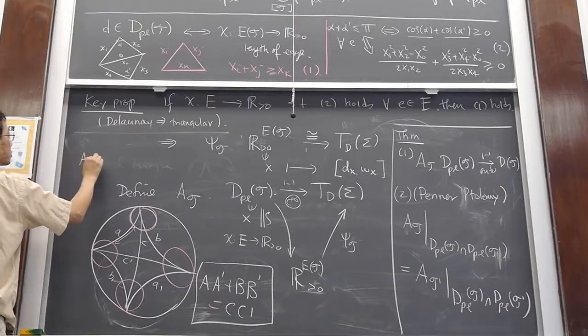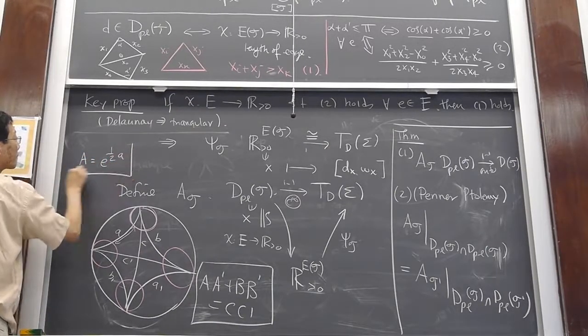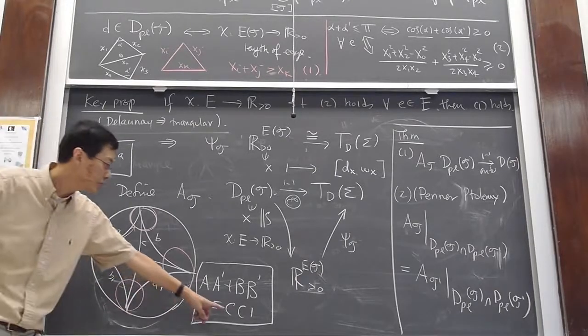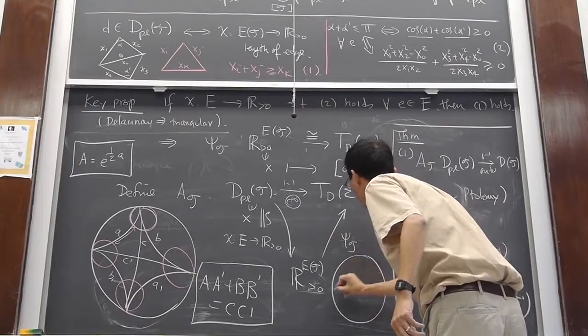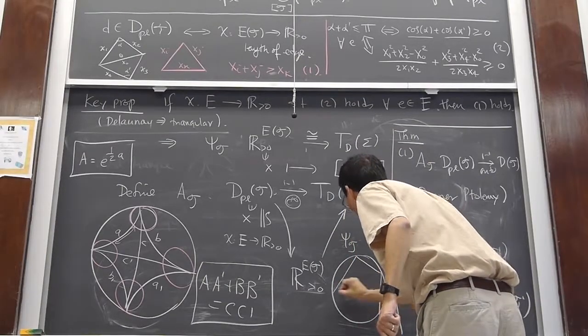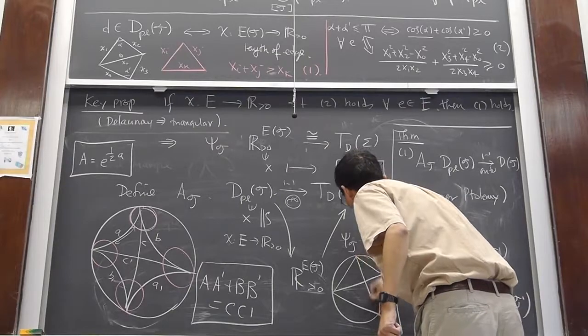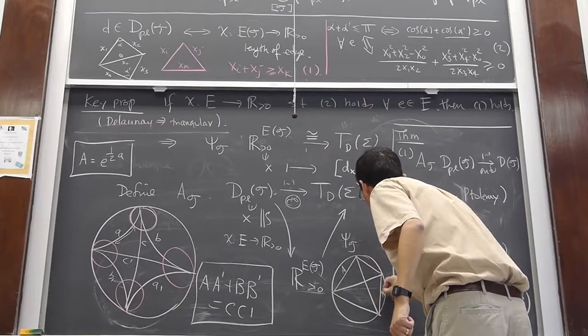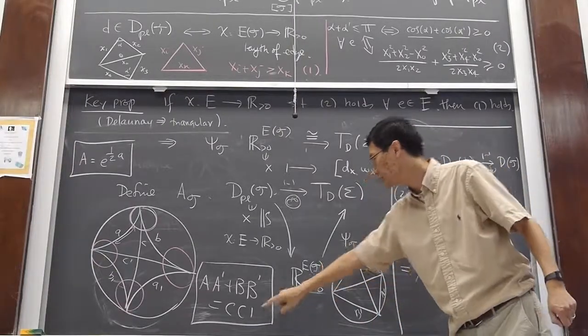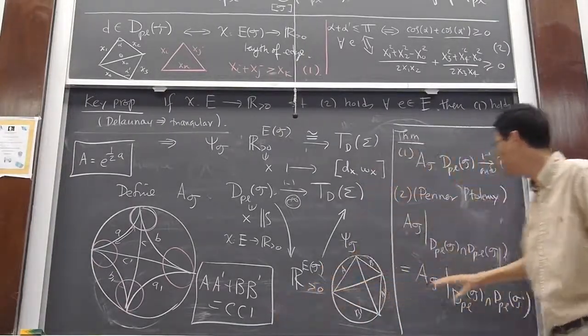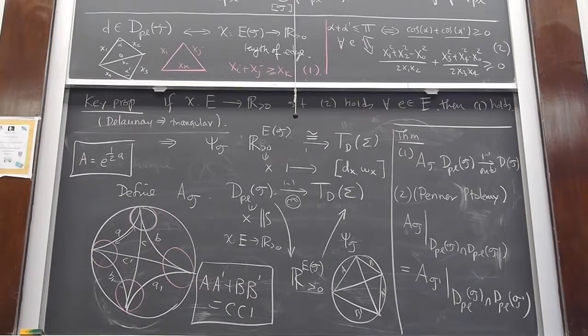So A is equal to e to the half of it. And that's exactly the Euclidean Ptolemy relation, right? So in the Euclidean space, we have a quadrilateral inscribed in a circle of Euclidean lengths A prime, B prime, and C prime. And that's exactly the relation. And that translates into the statement here.